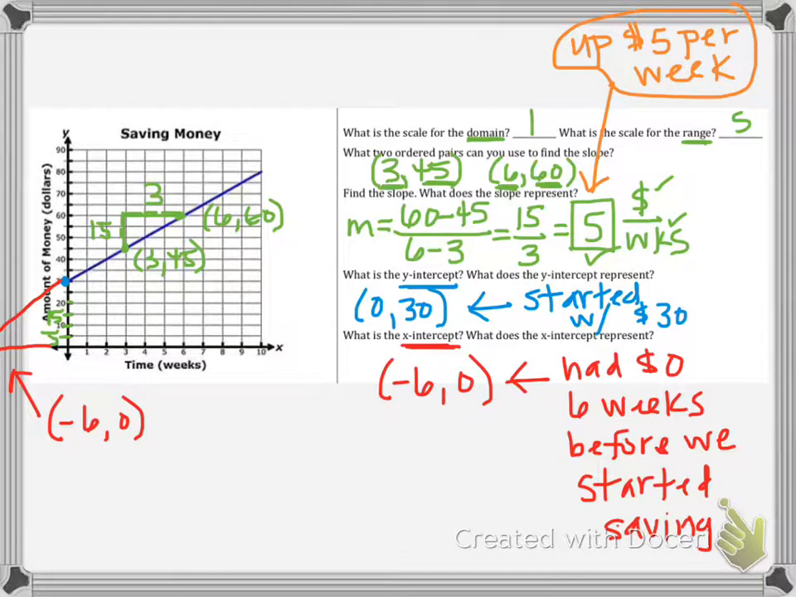So, there's that. Remember, the focus of all this, though, is the rate of change and what it means.